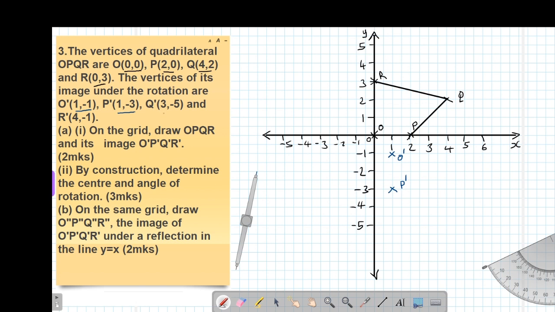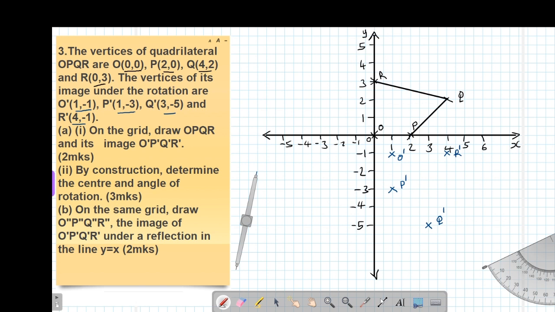Then Q prime, we have 3, negative 5. So this is 3, negative 5 is around this point. So this is Q prime. Then R prime is 4, negative 1. So this is positive 4. Then negative 1, of course, is still at this point. So this is R prime.